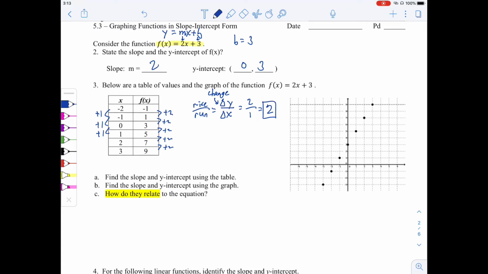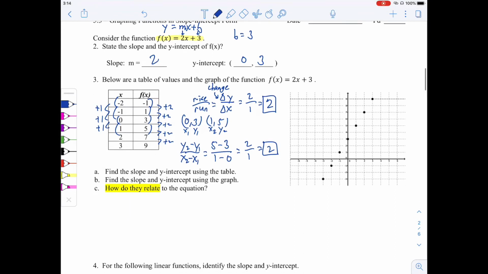You also could do it by ordered pairs. You have 2 ordered pairs, just take any 2 of them. You can do either one. Let's do the positives because it's easier. So we got 0, 3 and 1, 5. Those are our 2 points. We have x1, y1 for our first point and x2, y2 for our second point, and then we use y2 minus y1 over x2 minus x1. Y2 is 5, y1 is 3, x2 is 1, x1 is 0. When we subtract, we get 2 over 1, which is just 2. So it's the exact same thing. Your slope is 2, so m equals 2.